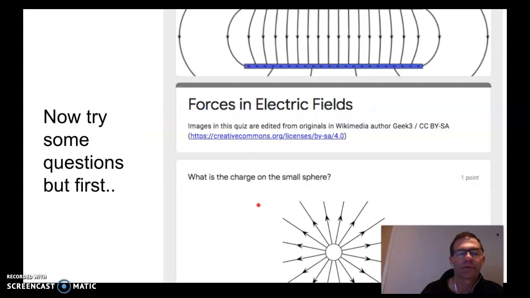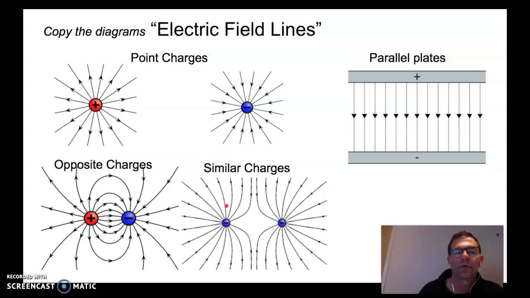So you are going to be answering some questions on the Google form, but first of all, pause the video and just make a note of the diagrams of these electric field lines in your notes jotter or on a piece of paper. You will be expected to be able to draw these kind of patterns. So we're going to pause here while you answer some questions after you've copied these out.